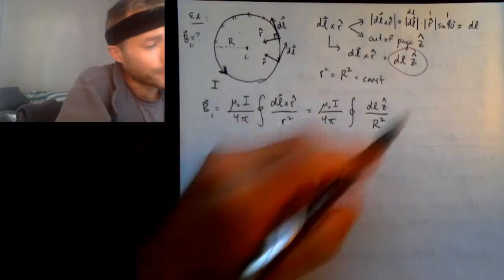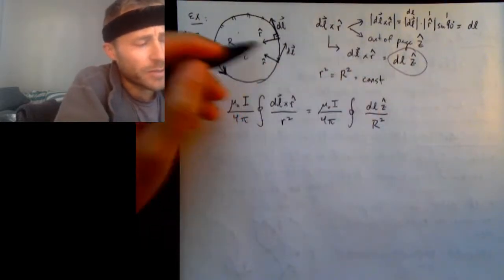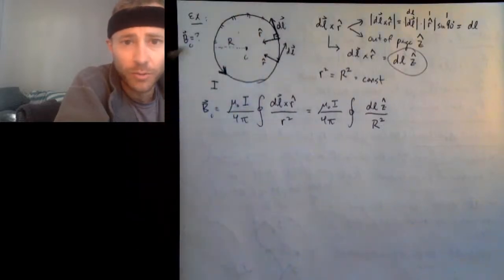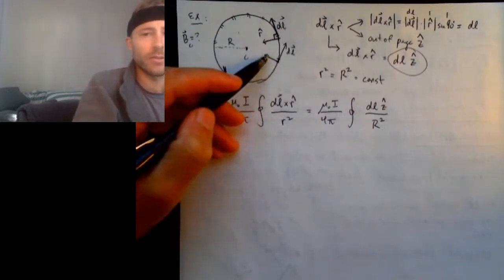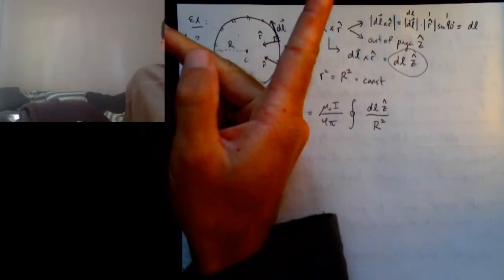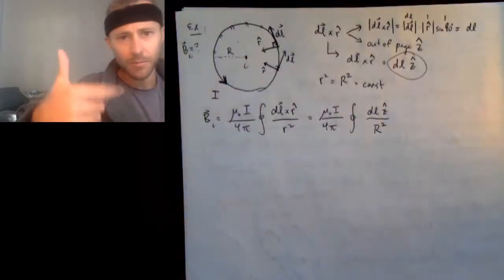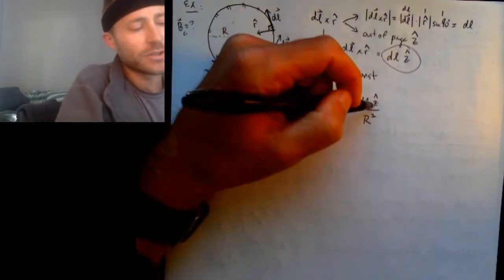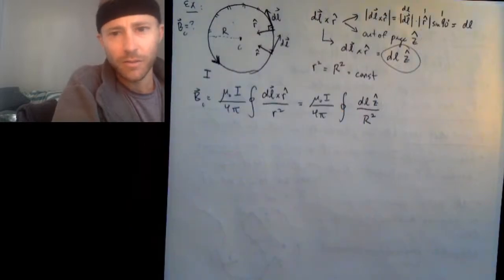By the way, it doesn't matter which segment I choose. You can show that no matter where you are in the circle, it always points out of the page. Let me do this one, for example. What if I had chosen this segment? Then dl goes this way, r hat goes this way, and my thumb is still out of the page. It doesn't matter where I am in the circle, it's always out of the page. So the direction is constant and the r value is constant, so I can factor those out.